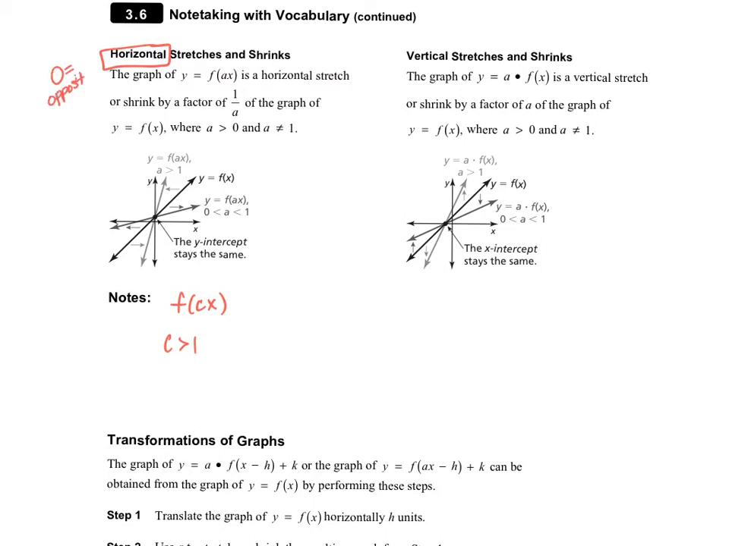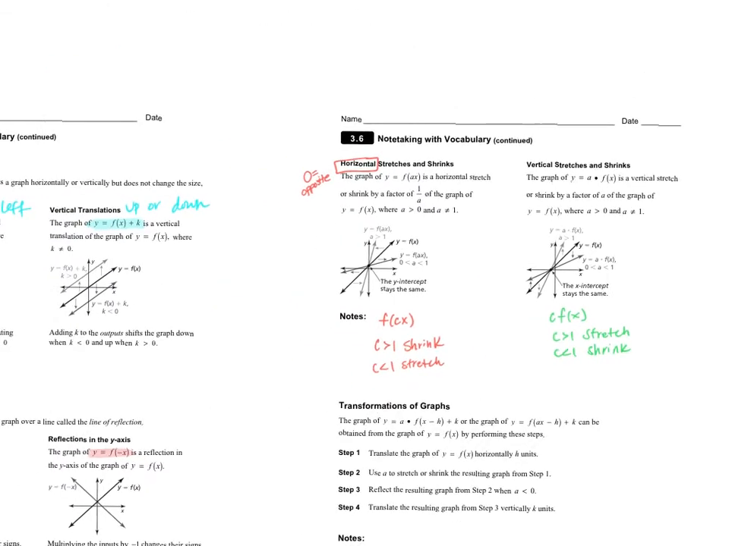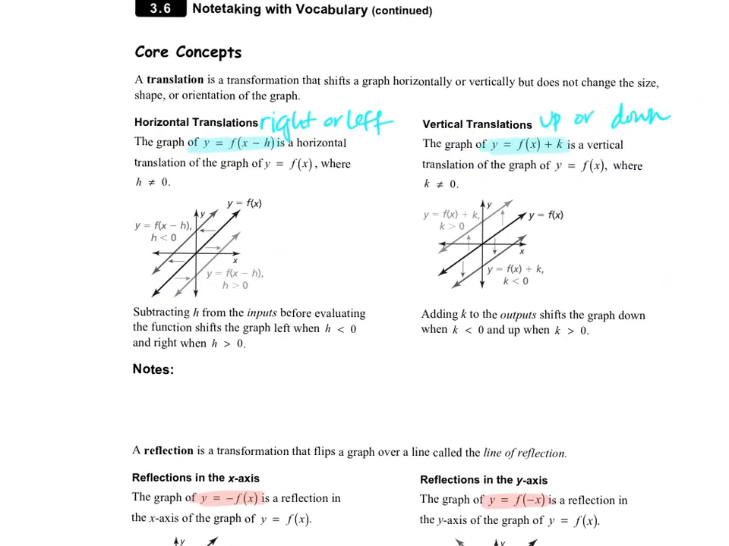Okay, so if you think it's going to stretch, it's actually going to shrink. And if c is less than 1, you think it would shrink, but it's actually going to stretch because it's horizontal. However, that's not the same for vertical. If you have c f of x, if c is greater than 1, it's going to do the normal thing of stretching. And if c is less than 1, it's going to shrink. So horizontal is always the opposite, just like when you go left or right.